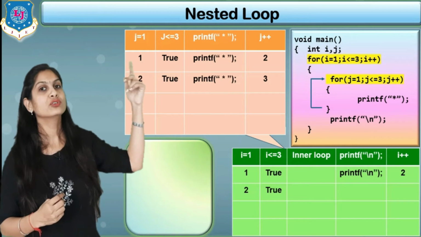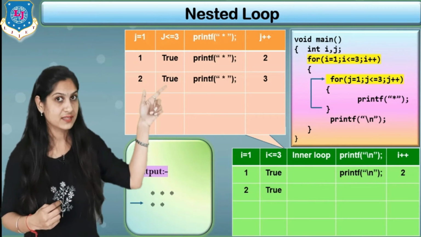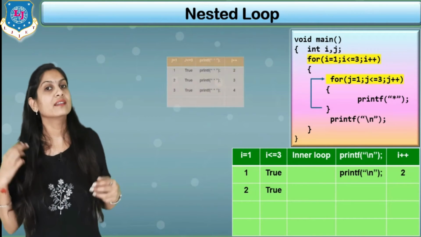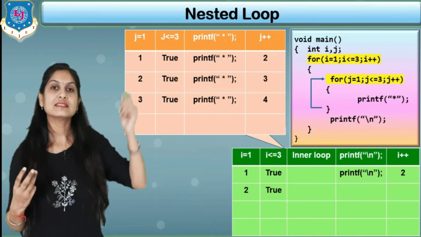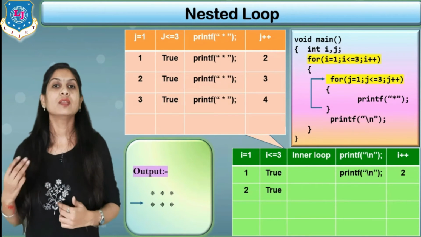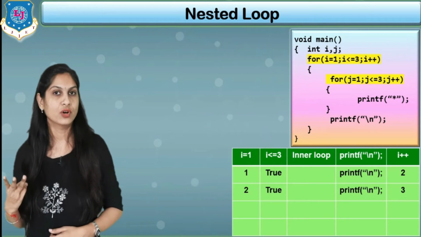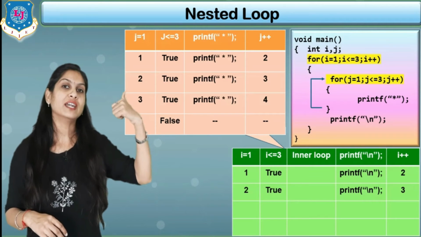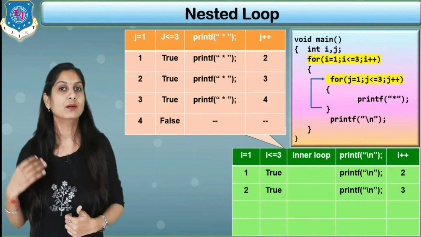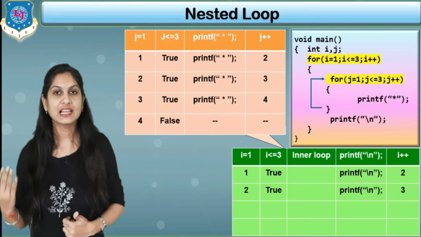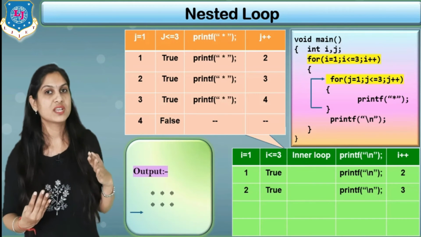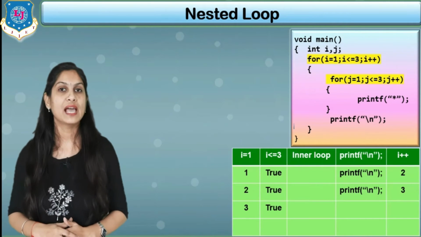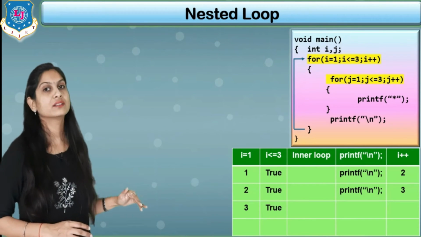Again the condition is true, 2 is less than or equal to 3, yes. Then print the star in the second column, then j is incremented, that is 3. Now 3 is less than or equal to 3, yes. Again print the star in the third column. Now j is incremented, that is 4. And now our condition in the inner loop becomes false because 4 is not less than or equal to 3, and we move outside of that loop and the statement printf \n will be executed and move to the third row.